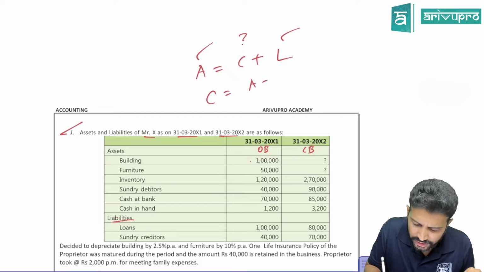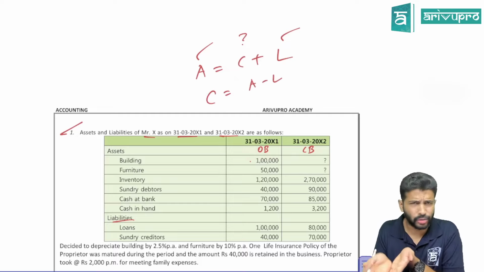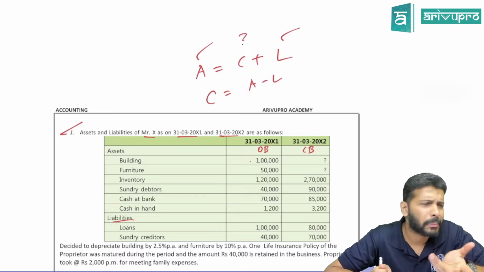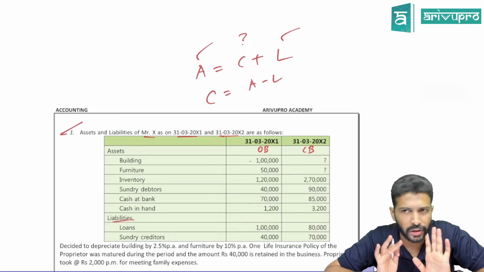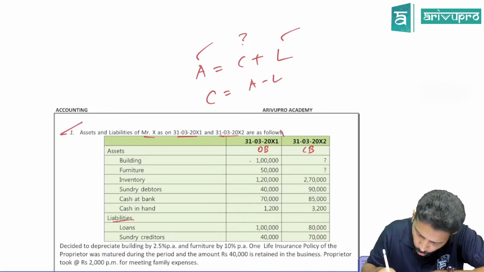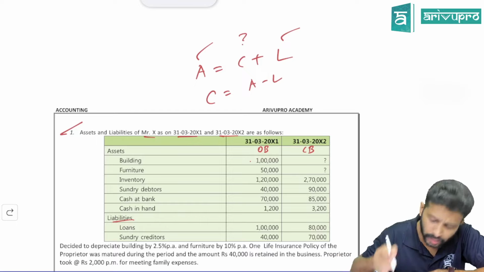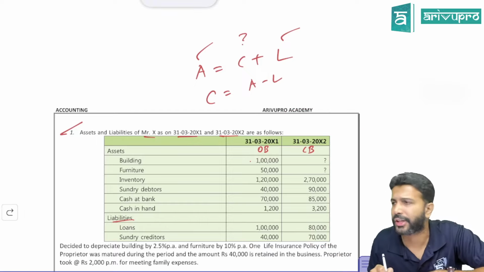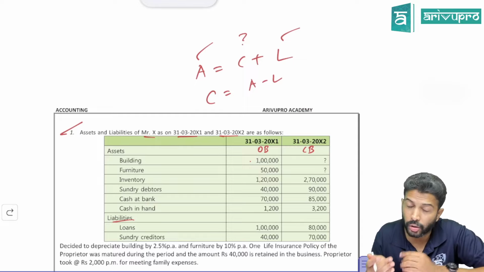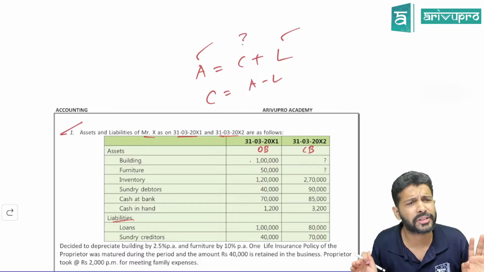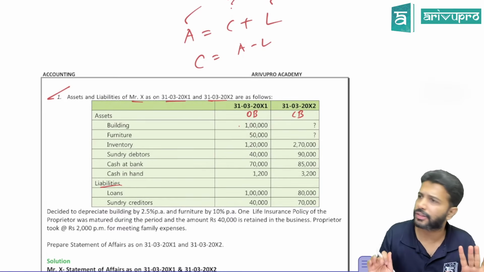Capital is equal to assets minus liability. Either you can use the equation or prepare a simple balance sheet format and get capital as a balancing figure. So when you prepare the opening balance sheet, you will get opening capital. When you prepare the closing balance sheet, you will get closing capital. Are we fine with this? So far all of us are on the same page.